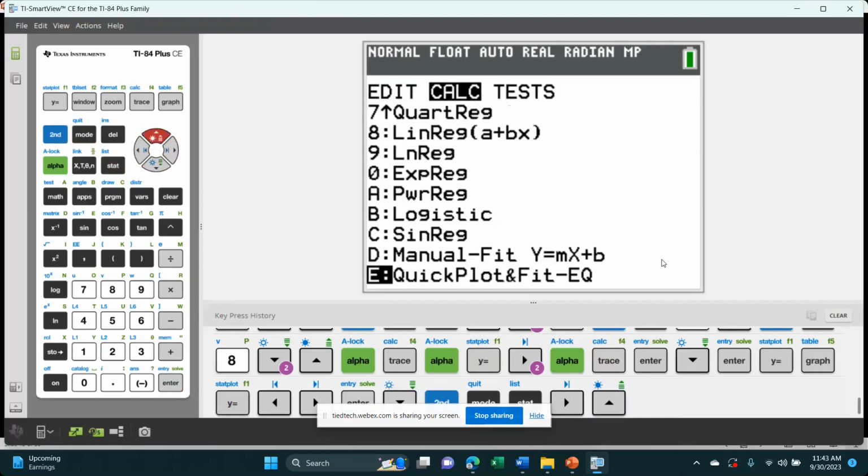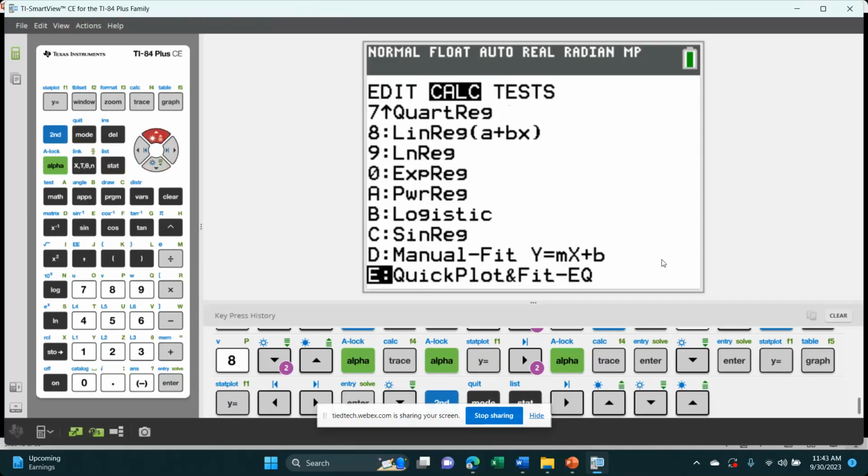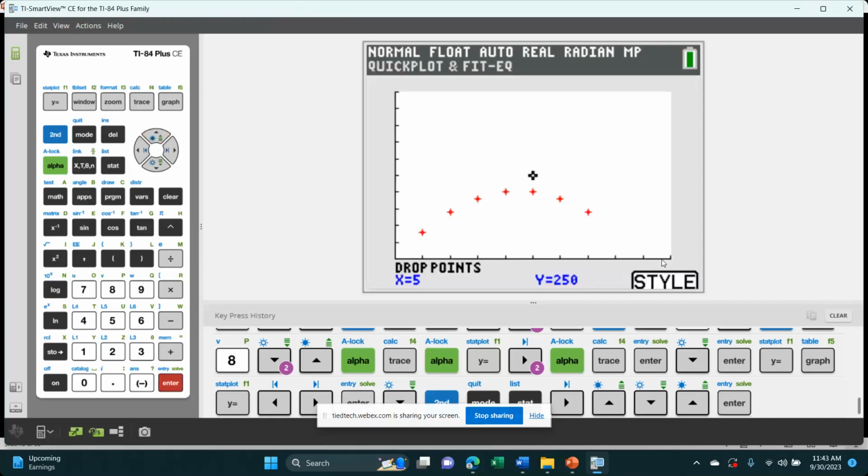If I'm not really sure, and it's a little more unusual than this one, and I'm looking for the patterns, instead of scrolling down, I can scroll up to get to the bottom. And I want to take a look at the quick plot and fit equation. So I'm going to choose that one. And you'll notice you get a cursor on your screen.